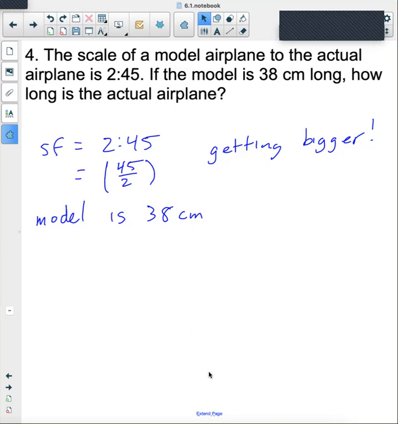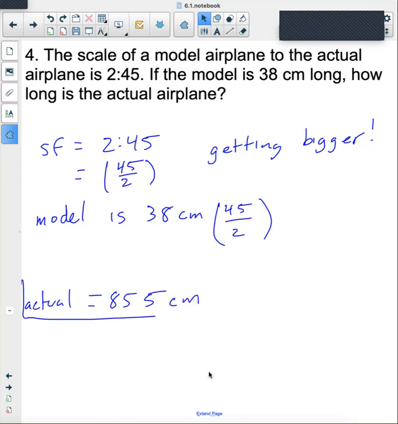Okay. And we're getting bigger, so we want our numerator to be larger than the denominator. Okay, we're just going to multiply it by that conversion factor right there. And then we get the actual is going to equal 855 centimeters. And again, if we look at our numbers, the model's 38, and the actual is 855 centimeters. So that should make sense.